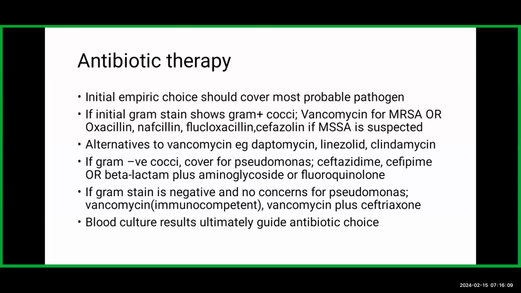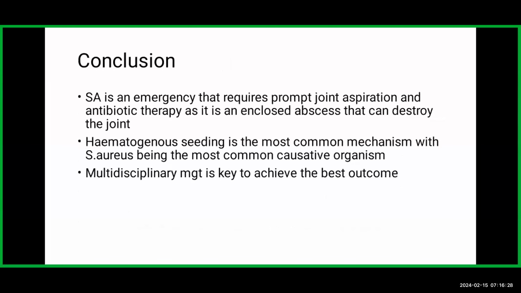Then we talked about the gram stain. If the gram stain is negative and there are no concerns for Pseudomonas, the patient is immunocompetent, we could use vancomycin or vancomycin plus a third generation cephalosporin like ceftriaxone. And then ultimately, of course, the blood culture results should guide the antibiotic choice.